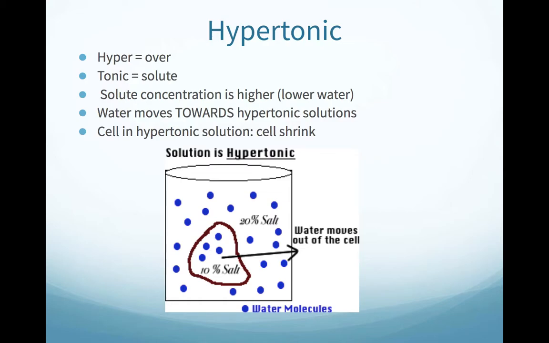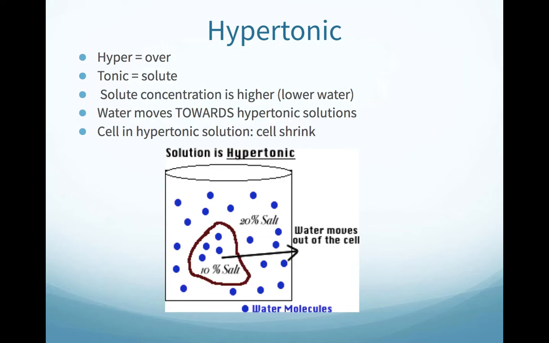So there are different types of solutions in terms of osmosis and water concentrations, and they're known as hyper, hypo, and isotonic. And the name actually tells you what they mean. Hyper means over, tonic is solute. So hypertonic is when the solute concentration is higher, meaning there's less water. So water always moves towards hypertonic solutions.